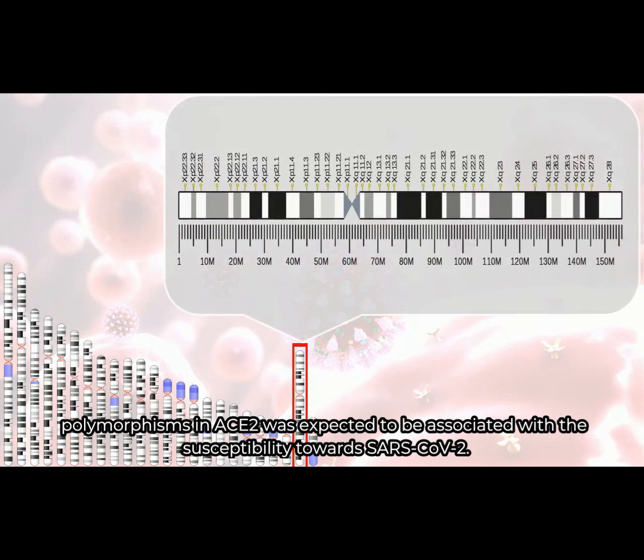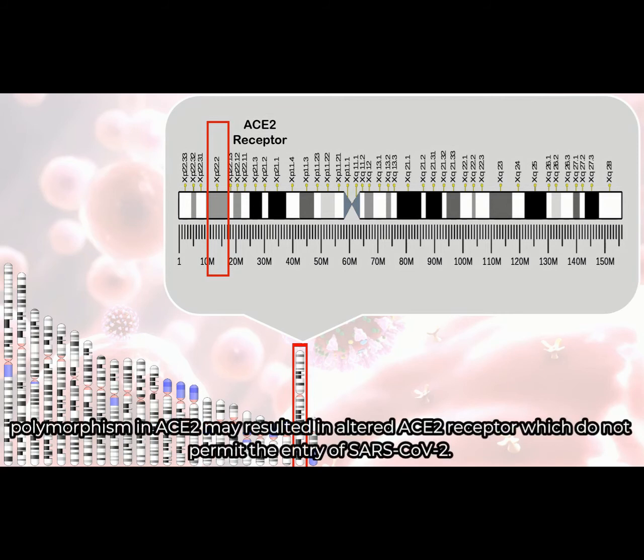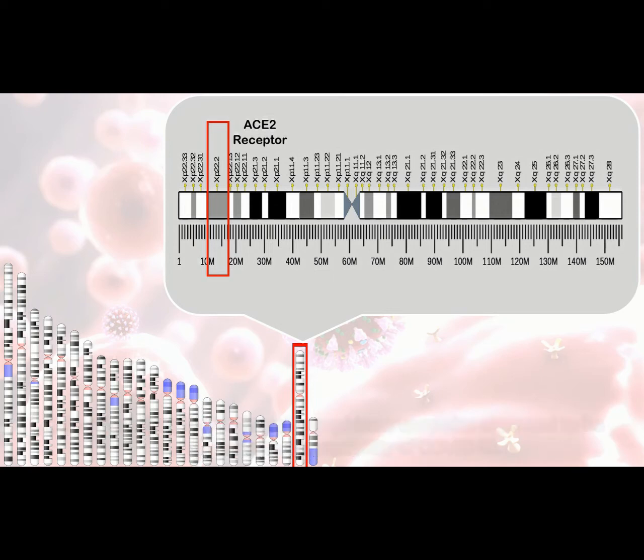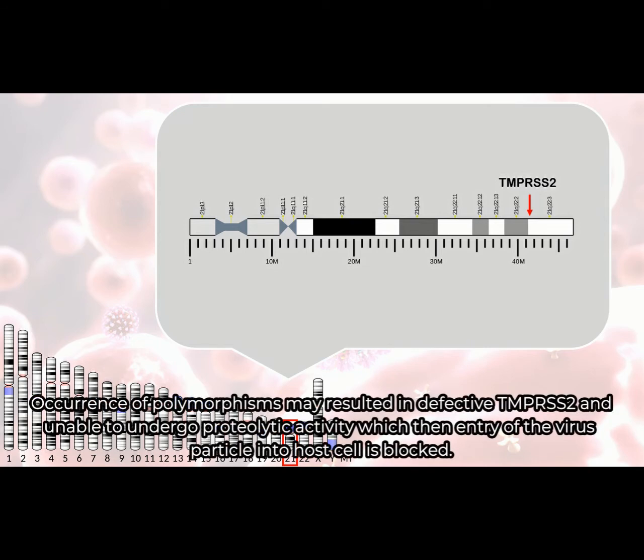Throughout the study, polymorphism in ACE2 was expected to be associated with susceptibility to SARS-CoV-2, as ACE2 receptors serve as the receptor for entry of the virus. Polymorphism in ACE2 may result in an altered ACE2 receptor which does not permit the entry of SARS-CoV-2. Other than that, TMPRSS2 polymorphisms were also expected to be associated with susceptibility to COVID-19. Occurrence of polymorphisms may result in defective TMPRSS2 unable to undergo proteolytic activity, so entry of virus particles into the whole cell is blocked.